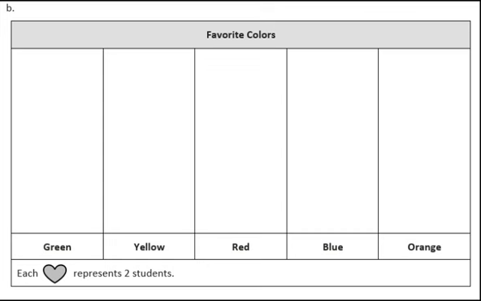We're going to do the same thing on this chart, but if you notice, now the key says each heart represents 2 students. So every time we draw a heart, that will represent 2 instead of 1. So if I go back to green, green had 4 students. That would be 2 hearts because each heart represents 2 students. So I'd have 2, 4 students. For yellow, we needed 2 students, so that would just be 1 heart.